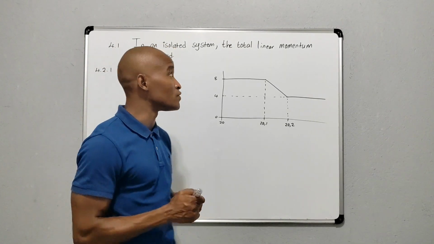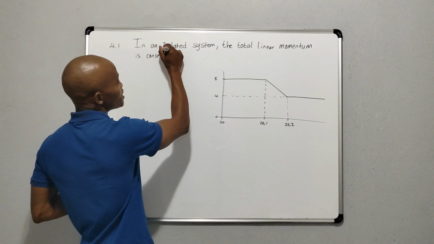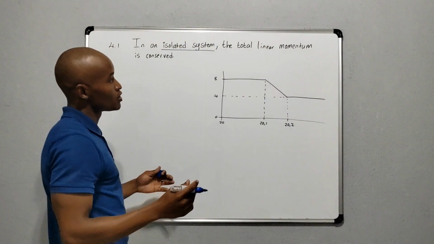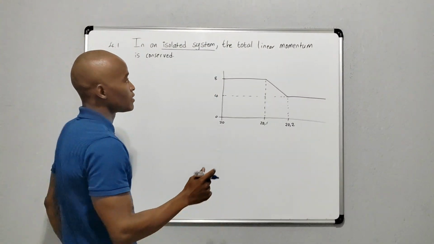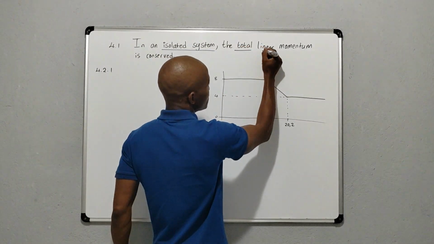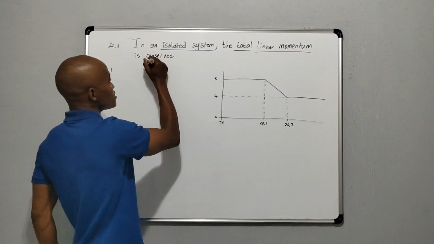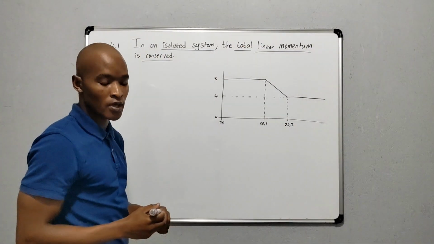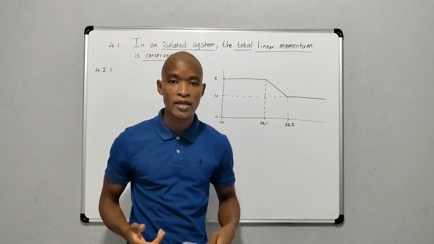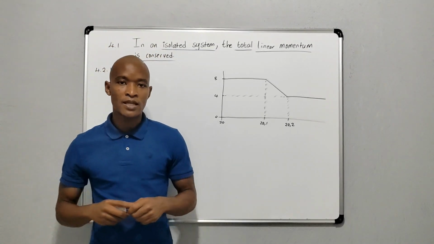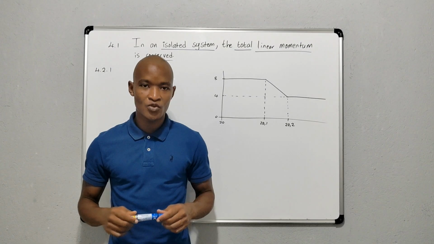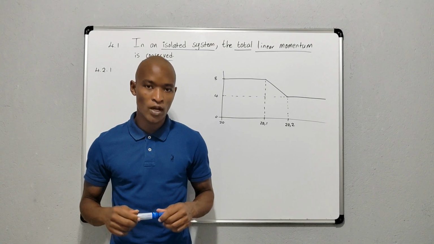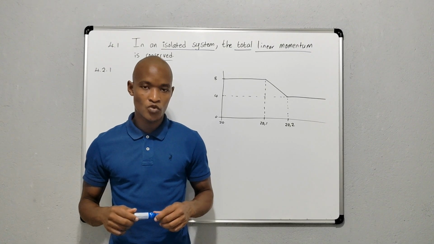You just have to obviously have your keywords in place. It must be an isolated system, not just any system, and the fact that the total linear momentum is conserved, or you can say it remains constant. So that is straightforward. Let's go to question 4.2.1 and 4.2.2.